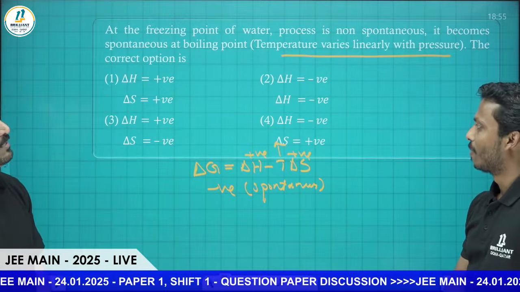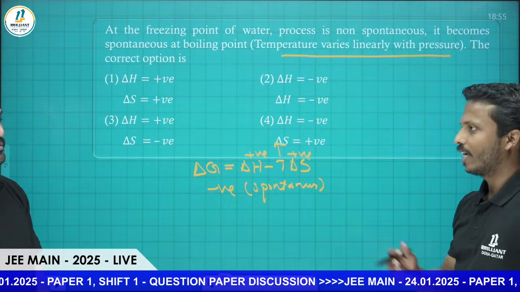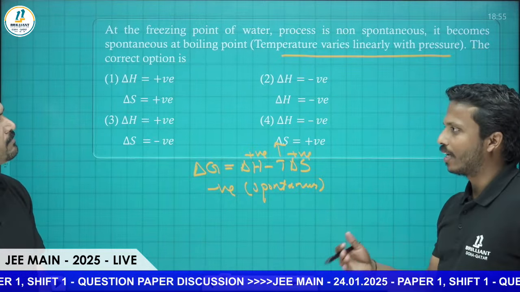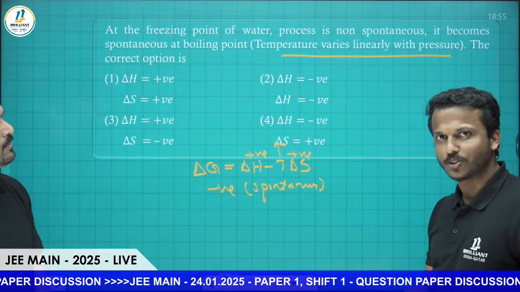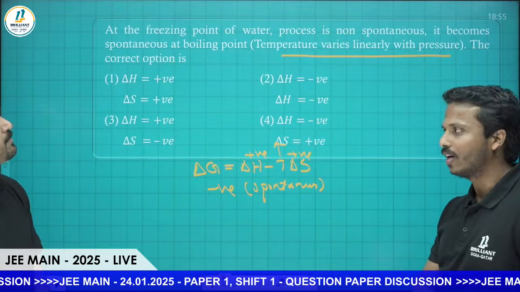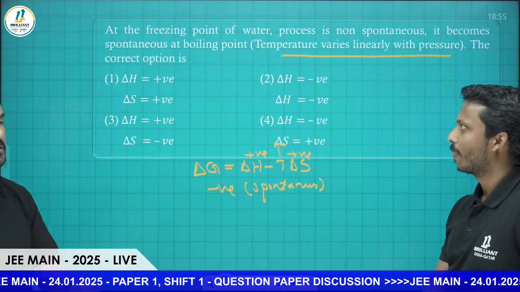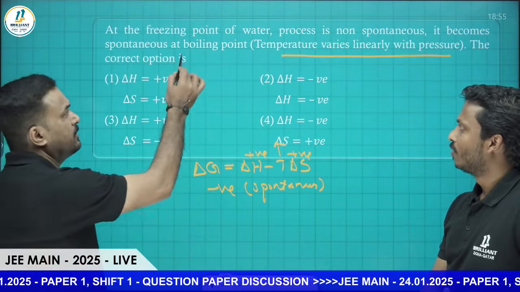Temperature varies linearly with the pressure. Even they can ask, if delta H is positive and delta S is negative, whether the reaction is spontaneous or not, at what condition the reaction is always spontaneous. Those types of question can be there. It becomes spontaneous at boiling point. Boiling point means temperature is increasing. Yeah, that's what we are taking.